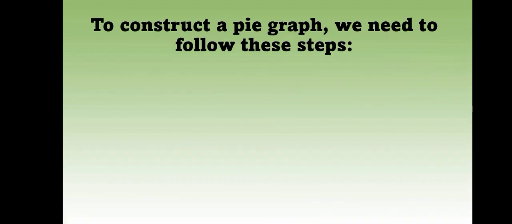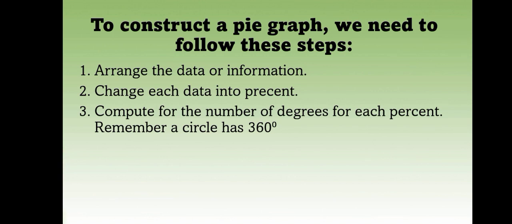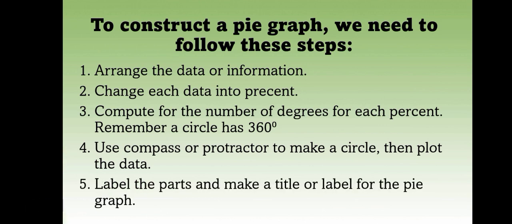To construct a pie graph, we need to follow these steps. 1. Arrange the data or information. 2. Change each data into percent. 3. Compute for the number of degrees for each percent. Remember, a circle has 360 degrees. 4. Use a compass or protractor to make a circle, then plot the data. 5. Label the parts and make a title or label for the pie graph.